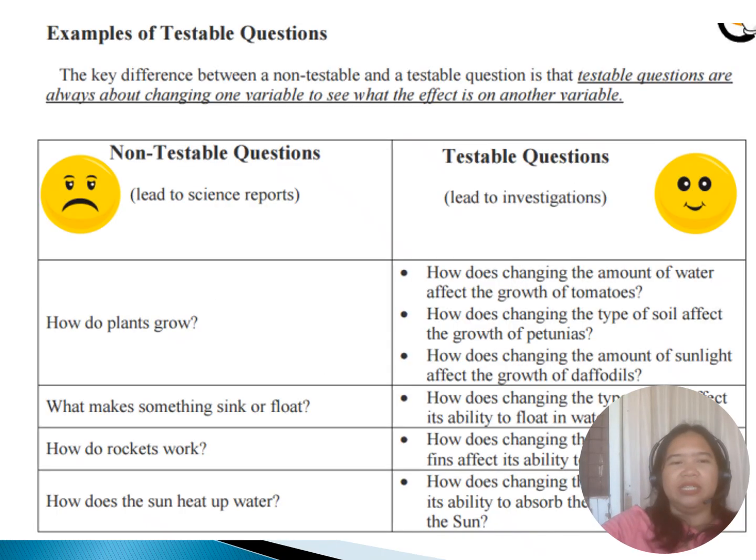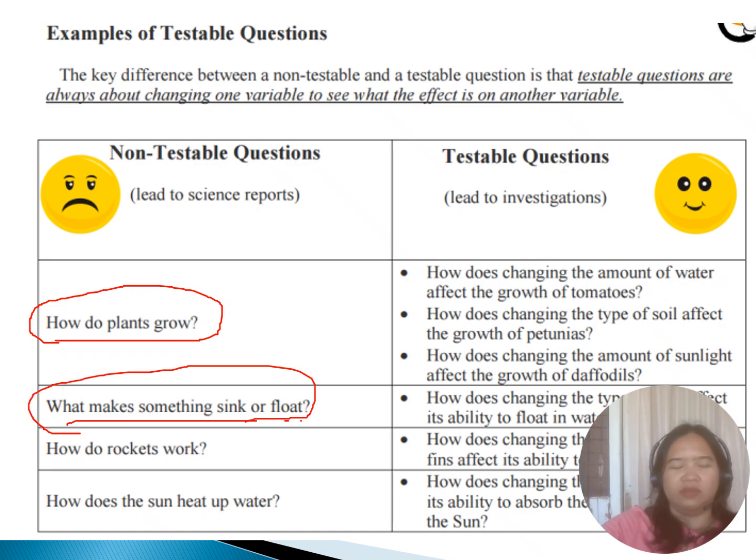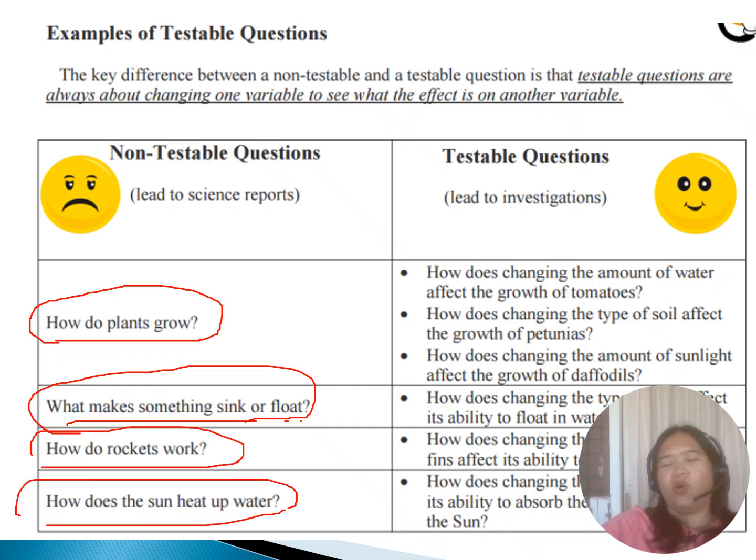So here are different examples of non-testable questions. How do plants grow? This one is very difficult because there are a lot of answers to that. They need water, soil, energy, sunlight. There's a lot. What makes something sink or float? There are a lot of answers to this, so it's not really a testable question. How does a rocket work? A lot of answers, very complicated to answer. How does the sun heat up water?